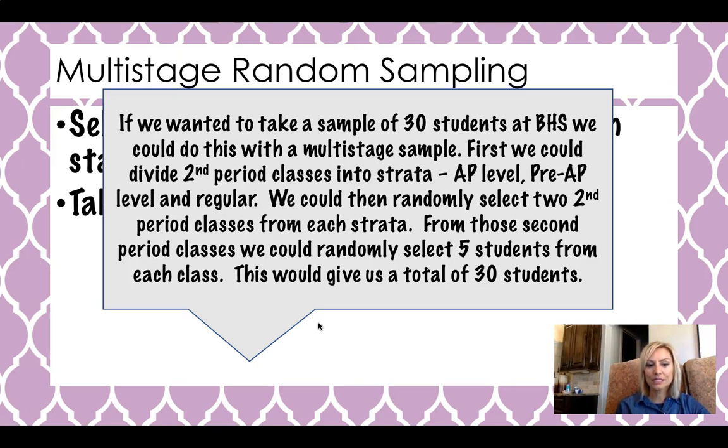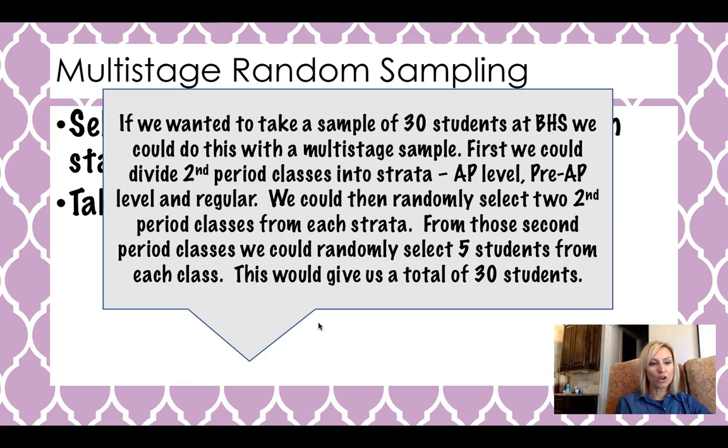Well, from those 6 second period classes, we could randomly select 5 students from each class. So from one of our second period AP level classes, we could do an SRS and pick a simple random sample of 5 students. We could repeat this for every class and get 5 students from each of the classes for a total of 30 students. In that way, we would have selected a multi-stage random sample.